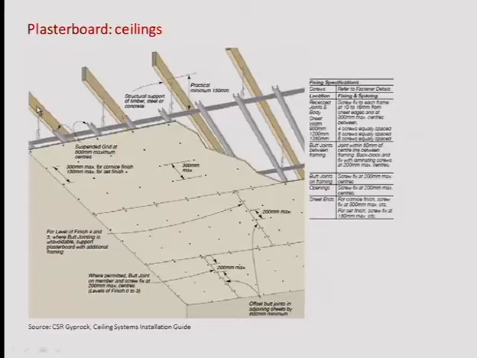So what happens? We drop down a grid of another grid of furring channels. And they're hung from the joist, and to these furring channels, then we fix the plasterboard sheets. So that is what happens generally.